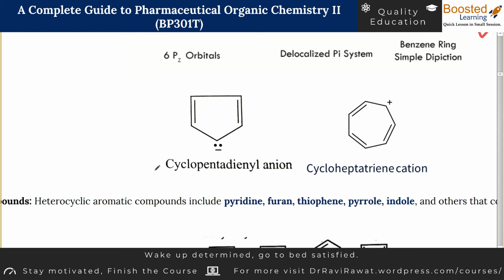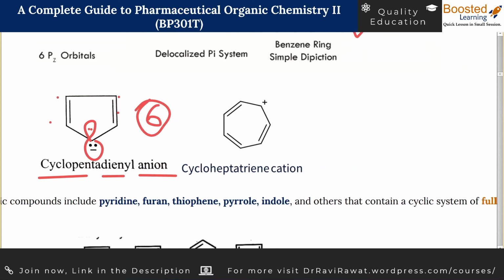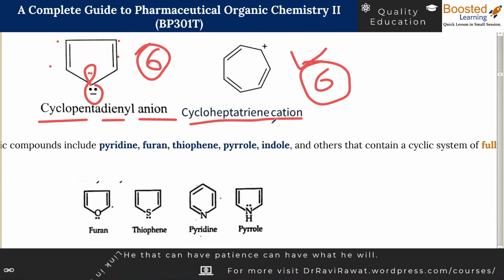The first molecule is cyclopentadienyl anion. Cyclopenta means a 5-membered ring which is cyclic, and there are going to be 2 double bonds, and it is an anion. Anion means negative charge. So 2 electrons over here, 2 electrons over here, and there are 2 electrons in the p orbital which is present here. So the total count is 6. So this molecule is also aromatic. We have covered this example also, cycloheptatriene cation. This molecule also has 6 electrons. So that is why this molecule is also aromatic.